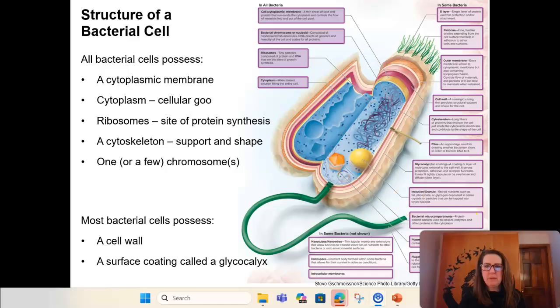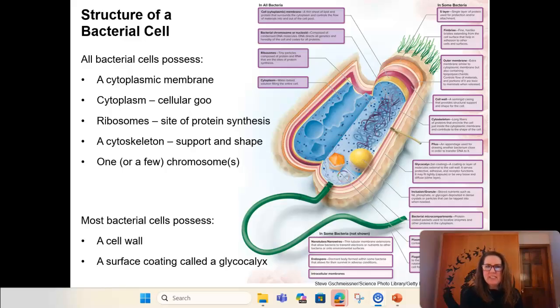So let's take a look at the bacteria cell structure. So you're going to see on the left-hand side the 5 bullets. So all bacteria have these features. So it shouldn't be surprising. We just covered most of those. The one thing I did not mention was the cytoskeleton.